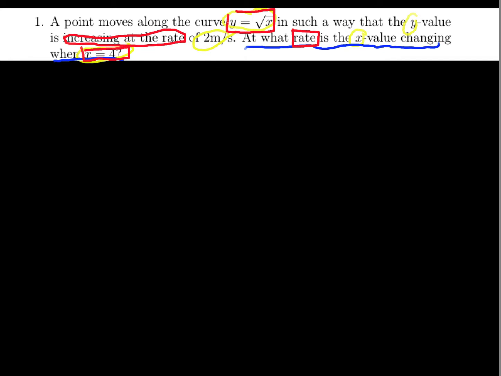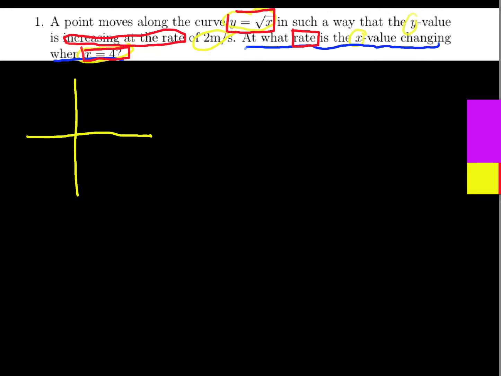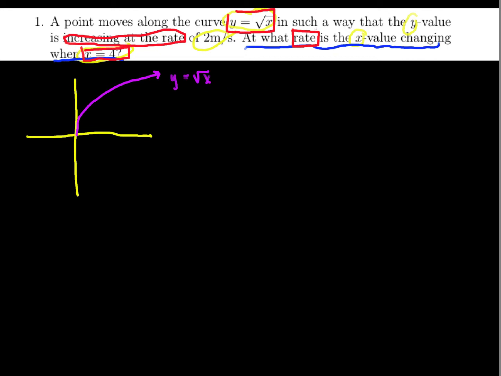Well, the first should be, let's just draw the picture, the graph of y equals square root of x. Drawing its graph, y equals the square root of x. Its curve looks something like this. So that would be y equals square root of x. And so I've written that down as well.